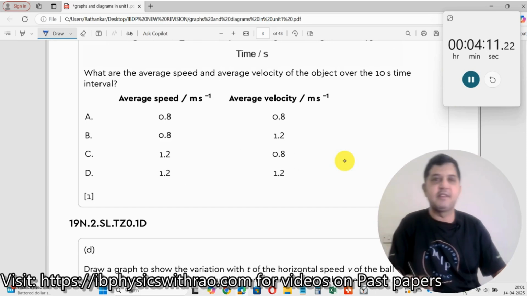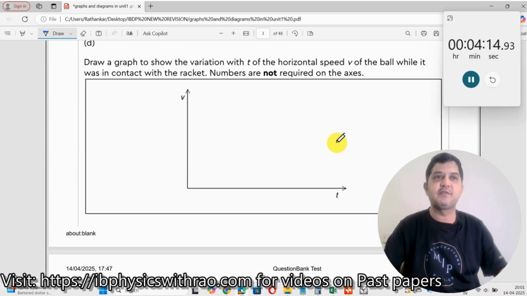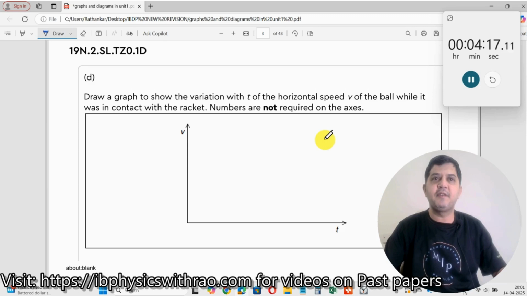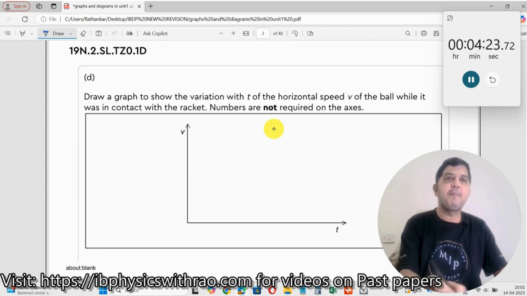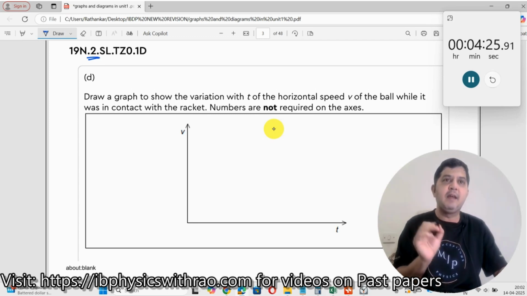The question number is CO. Okay. Let us move on to the next one. Draw a graph to show the variation with time t of the horizontal speed v of the ball while it is in contact with the racket. So this question is from paper 2, not from paper 1. But anyway, let us solve this.